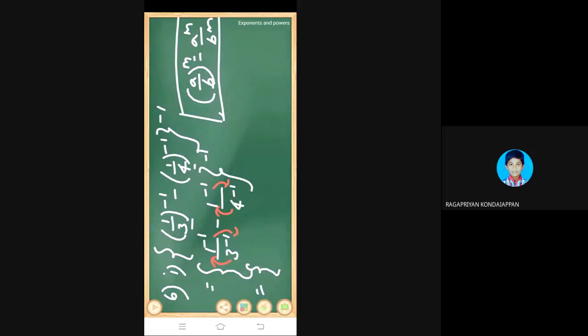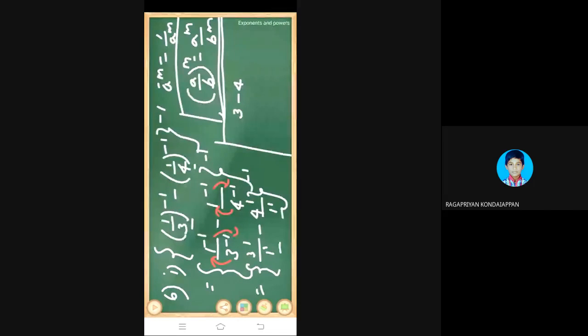A power minus m is equal to 1 by a power m, by using this. So 3 power 1 divided by 1 power 1, minus 4 power 1 divided by 1 power 1, whole power minus 1. Okay. Now, what is 3 power 1? That is 3. And 1 power 1 is 1. Minus 4 power 1, that is 4, and 1 power 1 is 1. Since the denominator is the same, we can combine the numerators and write a single denominator. Whole power minus 1, let us write as it is.